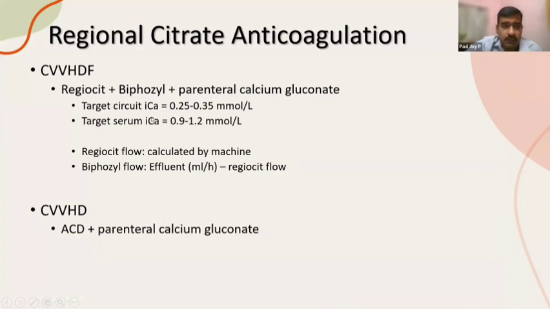The target circuit calcium is 0.25 to 0.35 millimole per liter. At ionized calcium levels of 0.25 to 0.35, the clotting is reduced, and if it is less than 0.2, there will be no clotting. The target serum calcium is 0.9 to 1.2. The Regiocit flow is calculated by the machine, and the Biphozyl flow is calculated by subtracting the Regiocit flow from the effluent flow. In CVVHD, a separate ACD infusion with parenteral calcium gluconate infusion can be used.